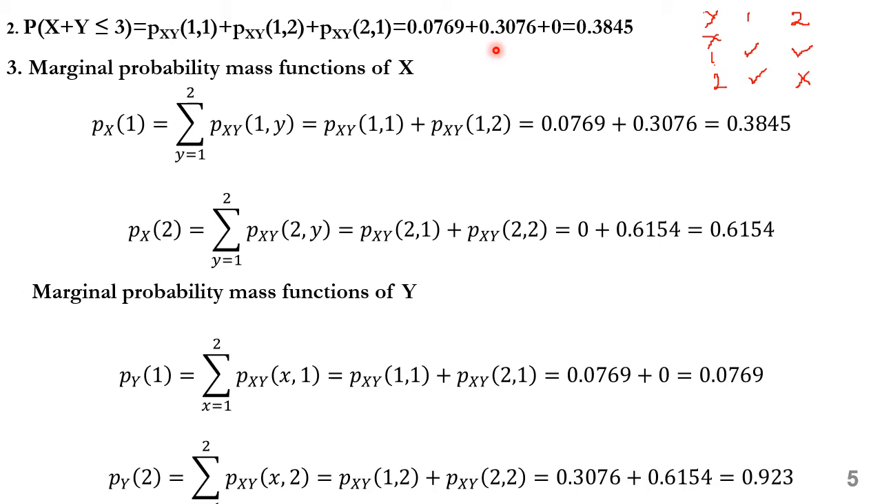0.0769 plus 0.3076 plus 0. That gives you 0.3845.